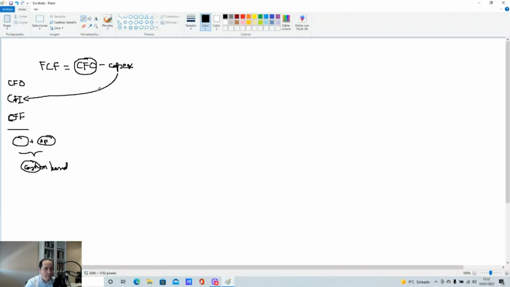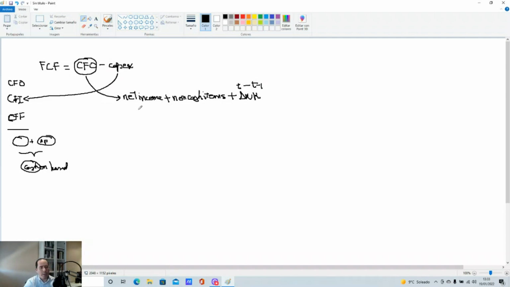Now, in order for you to understand this better, the cash flow from operations starts with the net income. The important thing here is to get a strong idea of what we are talking about. Then we have the non-cash items, and then we will have the difference of working capital. This difference of working capital refers to the difference between the current year and the previous year. Okay.